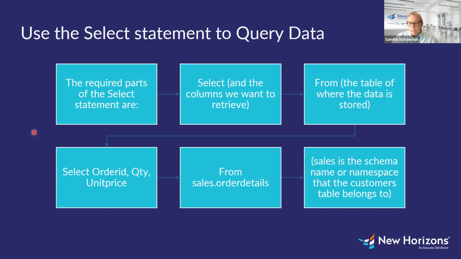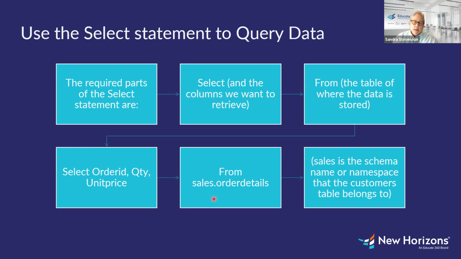Now, for example, maybe I'm going to select the order ID and a quantity and a unit price. Those are the columns I want returned to me from the sales order details table. The sales, that's the schema, if you will, that the table belongs to. A schema is like a namespace. It can be used for a layer of security as well. So we can give our users just default schemas that they can create items in, provided they have permission and such.